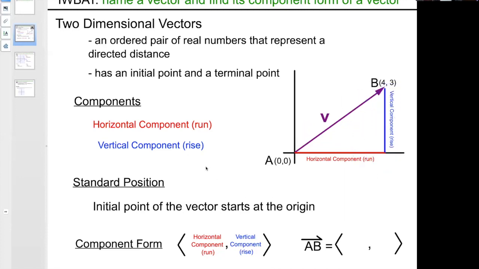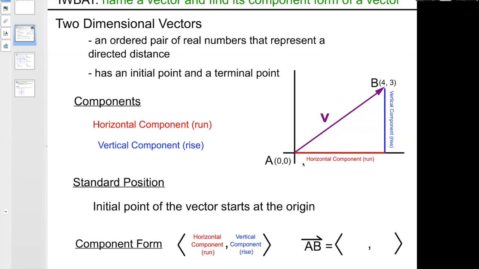Then vectors can be found all over the coordinate plane. This one specifically is written in standard position. Standard position means that the initial point, or the point without an arrow on it, is at the origin, starting at the origin, then it goes towards some other point. So any vector that has its initial point at the origin is considered in standard form.